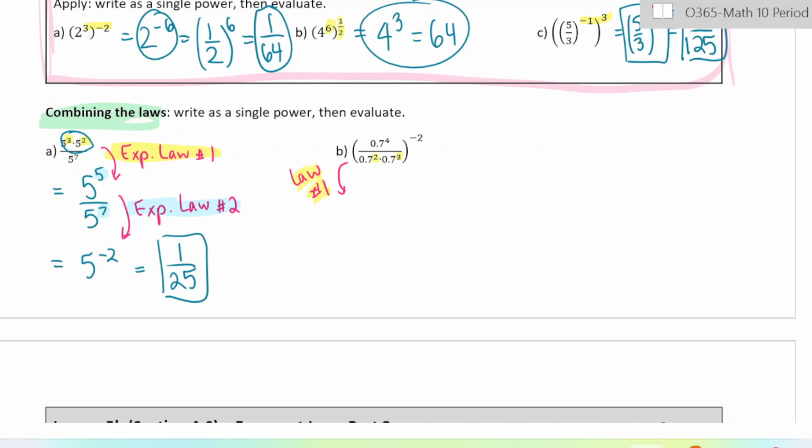Okay, just focus in on one part at a time. Don't get overwhelmed by all the other numbers. I'm just going to write everything else. And on the bottom there of that fraction, I'm going to have 0.7 to the power of 5, okay? Because I added the 2 and the 3.